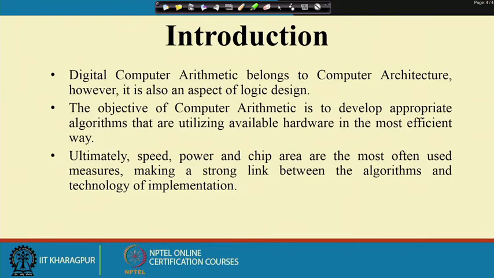So, ultimately speed, power and chip area are the most often used measures, making a strong link between the algorithms and the technology of implementation. Okay. So, whenever we are designing computer architecture, we have to follow digital computer arithmetic, or design these computer arithmetic circuits, where we will implement different algorithms considering this ultimate target of speed, power and area.